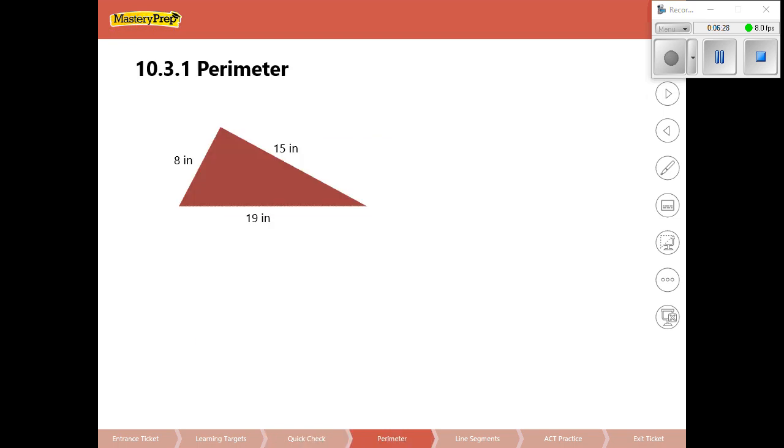So if we look at this triangle here, and you can fill it in on your note sheet because this one's the first one on the note sheet. We are given these three lengths.